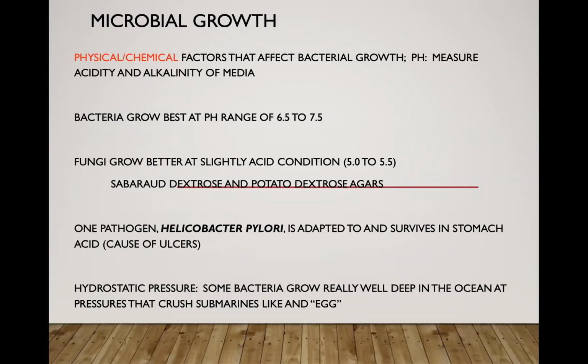Another physical factor that affects bacterial growth is pH, right? We know that pH is a measure of the acidity or alkalinity of our media, or whatever we're growing our microorganisms in. Most bacteria are going to grow at or around a neutral pH. Make a note of that, right? Most bacteria grow at or around a neutral pH from about 6.7 to 7.5, all right? A neutral pH is around 7. So pH is another physical factor that influences the growth of microorganisms.